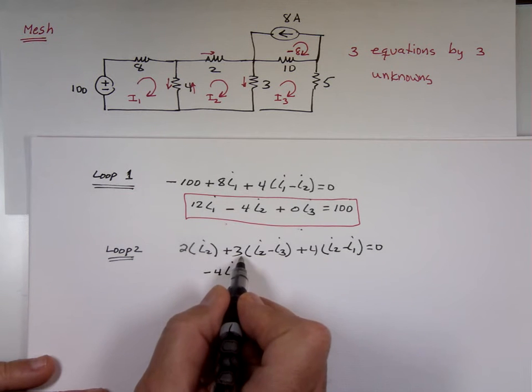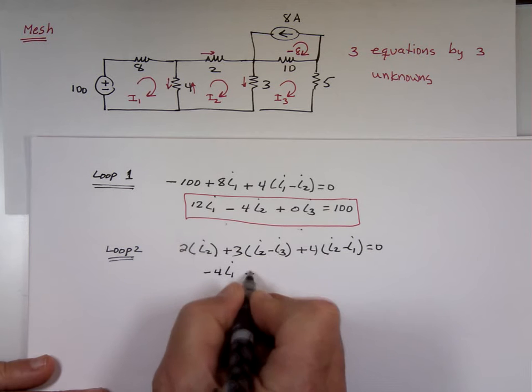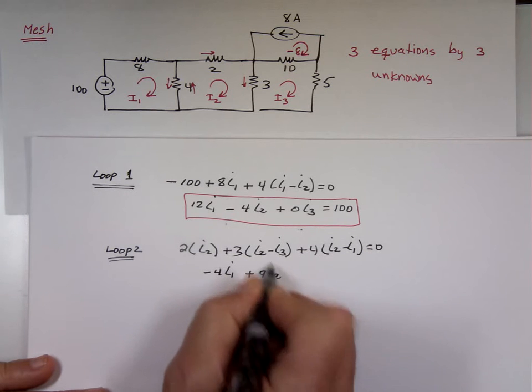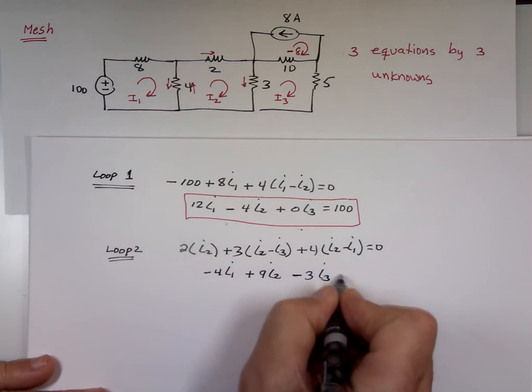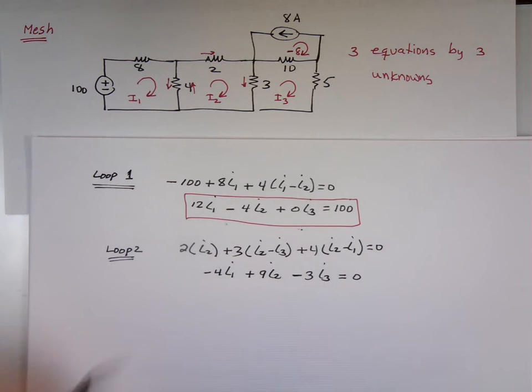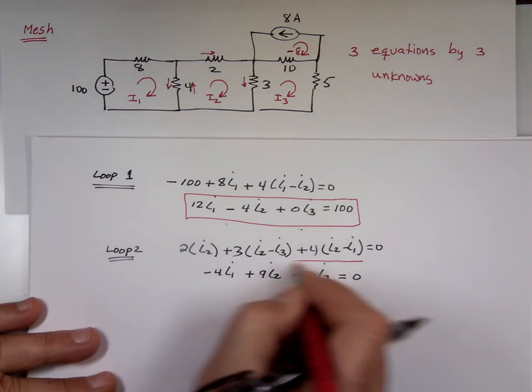2 and 3 is 5. 5 and 4, 9. 9 I sub 2 minus 3 I sub 3 equals to 0. Equation number 2.